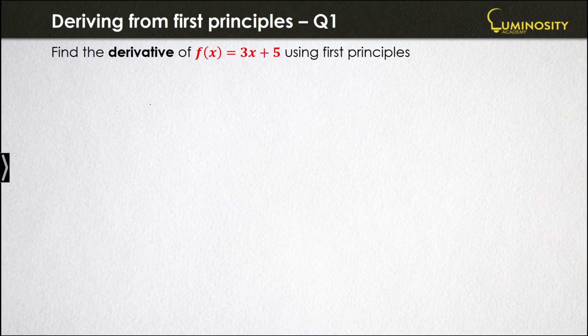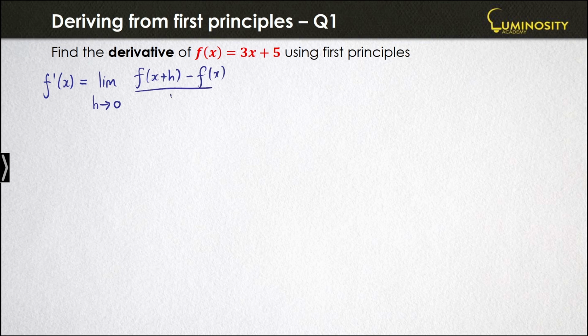What is the derivative? Let's have a look at deriving from first principles, question 1. So let's recall the derivative formula. f prime x is defined as the limit as h tends to 0 of the average gradient, f of x plus h minus f of x all over h.